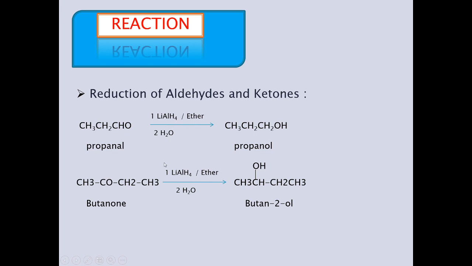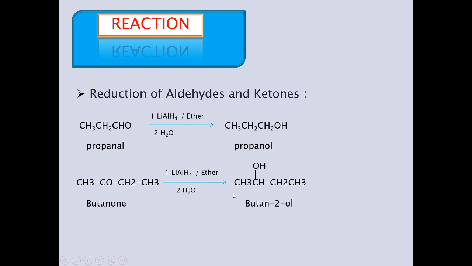Similarly, we take another example for a ketone. This example is butanone, CH3 C double bond O CH2 CH3. This is butanone, which is a ketone, and it reacts with the same reagent LiAlH4 in the presence of ether and also water. The final product is a secondary alcohol. When we use an aldehyde, there is formation of a primary alcohol, and when we use a ketone, there is formation of a secondary alcohol.